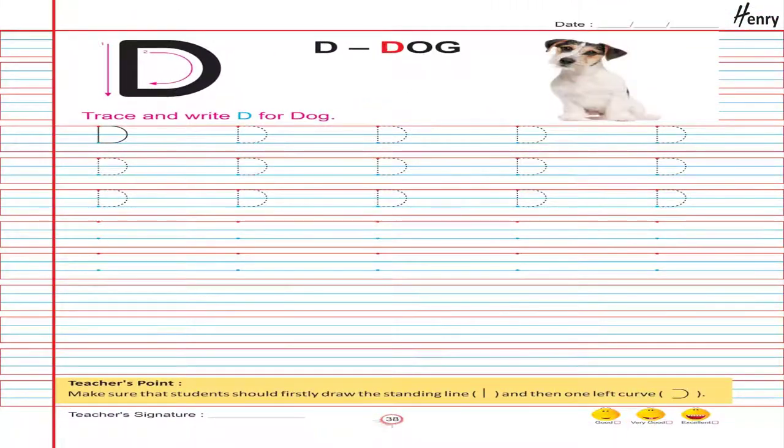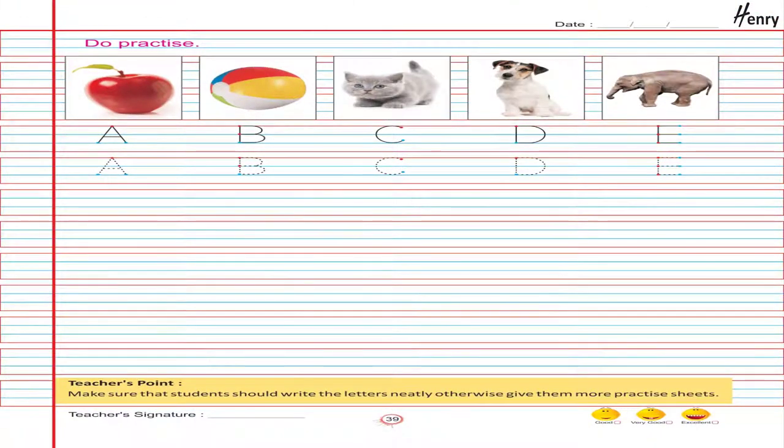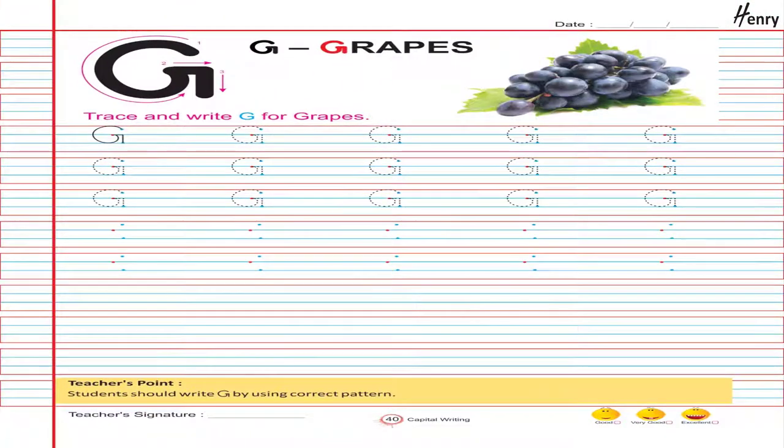D, dog. D, trace and write D for dog. Do practice. G, grapes. G, trace and write G for grapes.